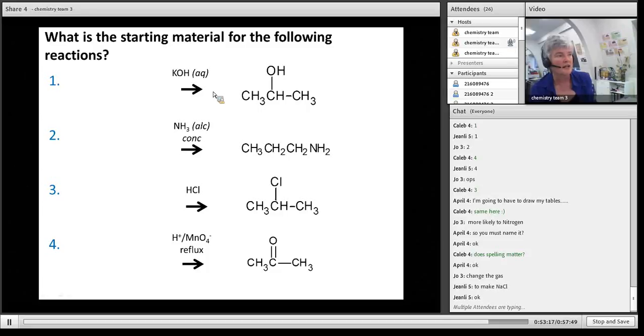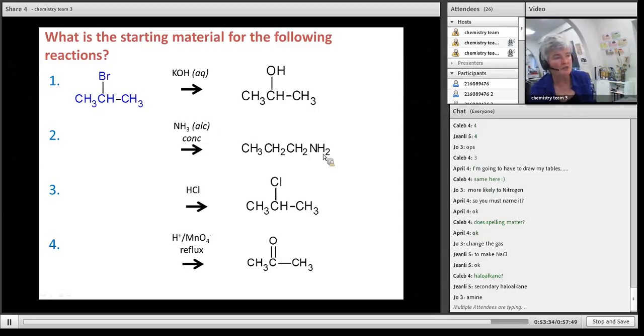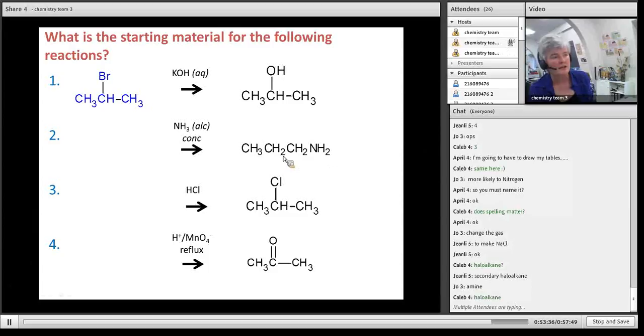So I'm forming an alcohol. What sort of thing did I have here? Okay, because that's aqueous. So any secondary haloalkane, that could have been a chlorine. Okay, here I'm using alcoholic NH3 to form this amine. So it's the primary haloalkane, and if it's got 3 carbons in it, of course make sure you've got 3 carbons in it there as well.